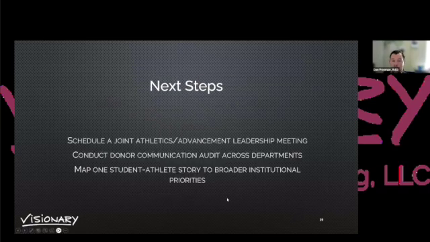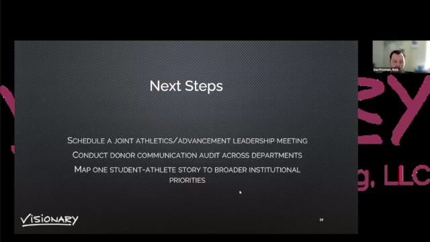So schedule a joint athletics advancement leadership meeting. That is the first thing. That's easy. It can be small, depending on the level that you're at. Being in my role, being a chief development officer for our whole college, I am doing athletics. I'm doing everything across the board. But one of the things that I have is I work with our athletic director, and that's one of the things we have here. Our athletic director and the president.